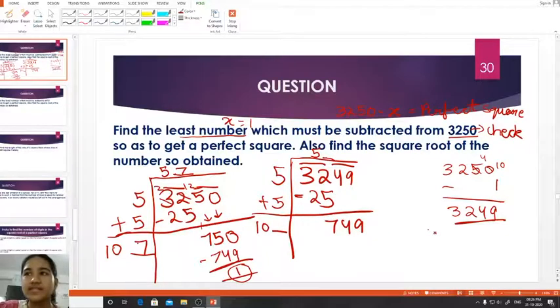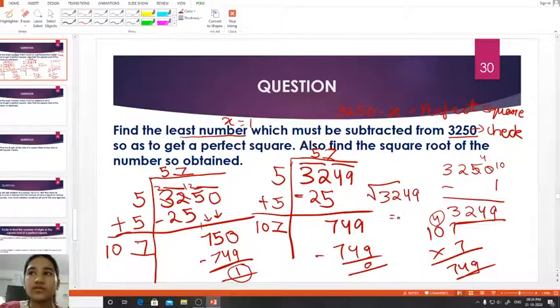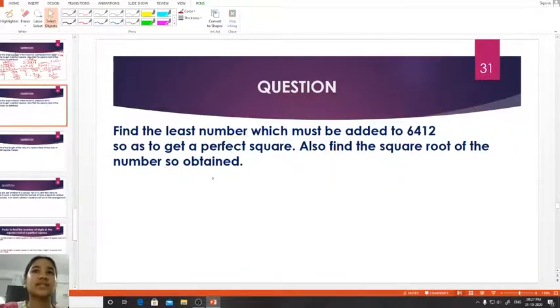So I think we had seen that 107 into 7 is 749, right? So it's better to take 107 into 7, that is 749. That implies the square root of 3049 is equal to 57. So haven't we completed this one? Right. So next, let's proceed with the next question.